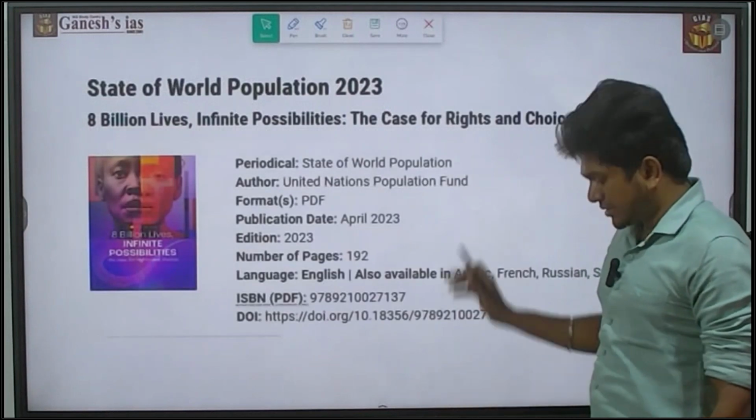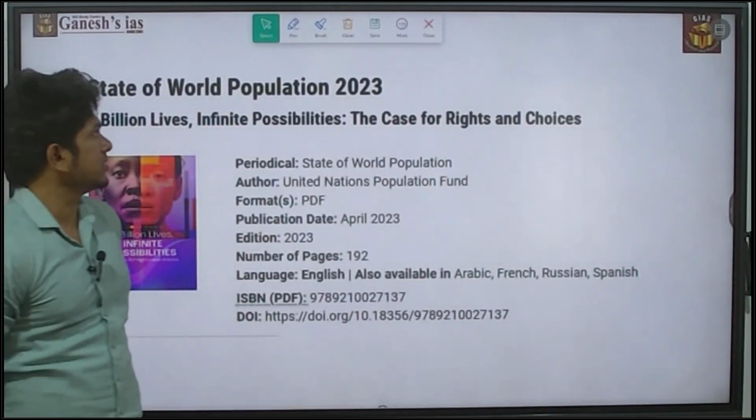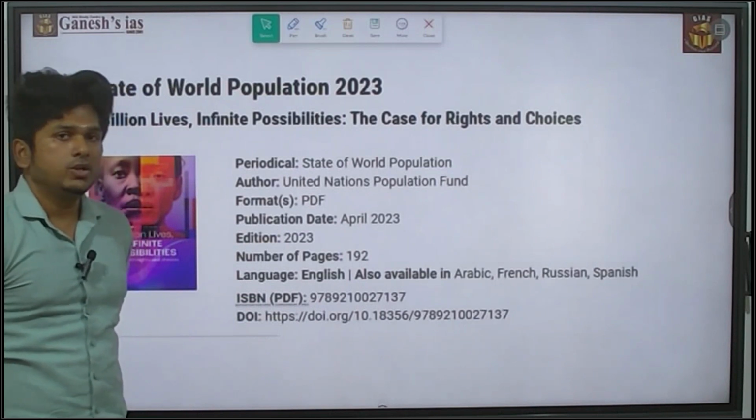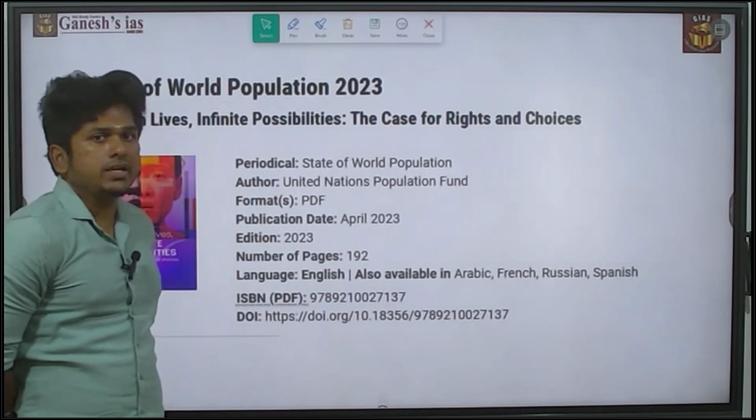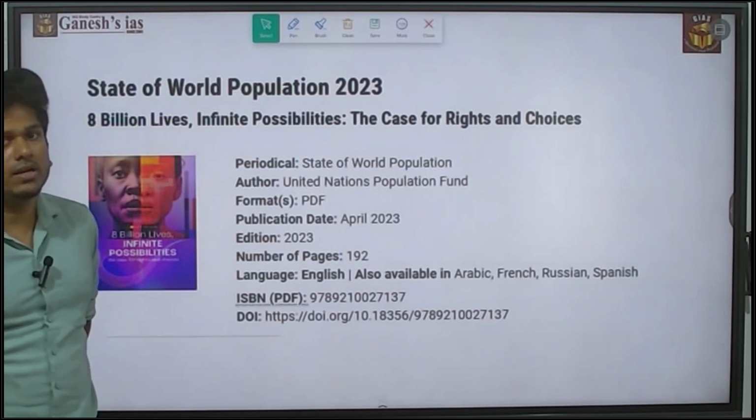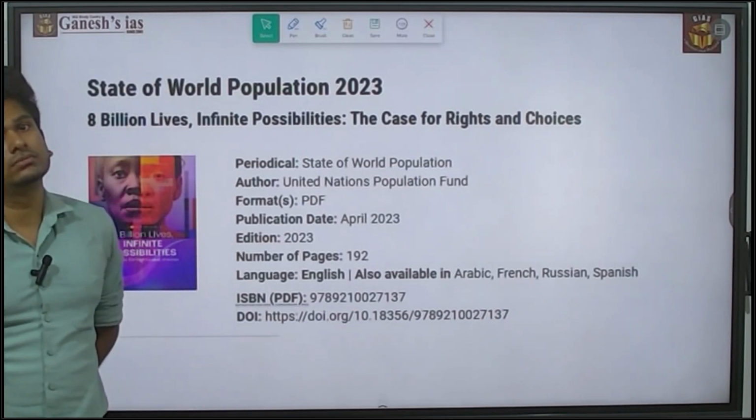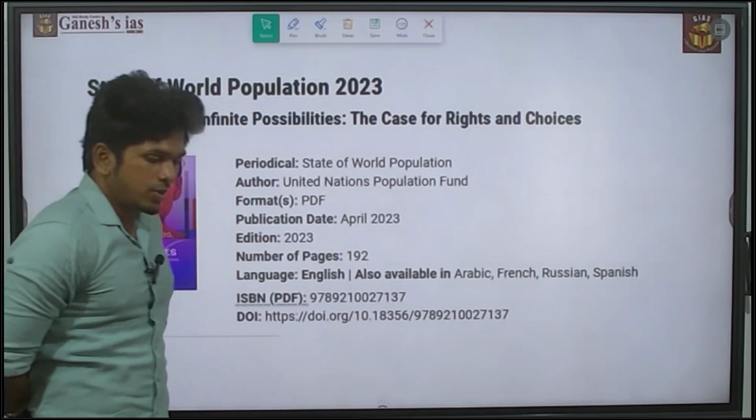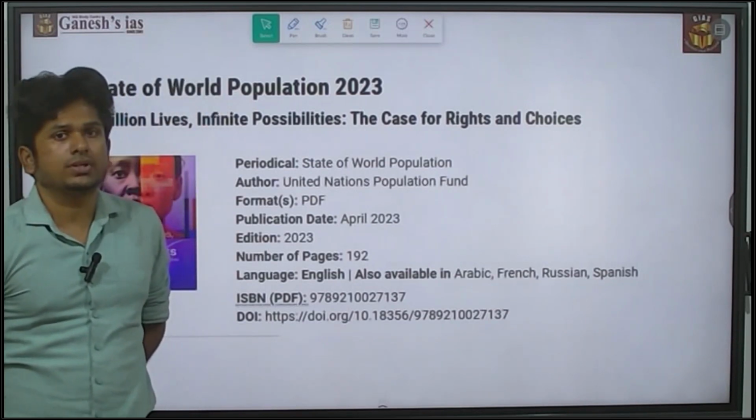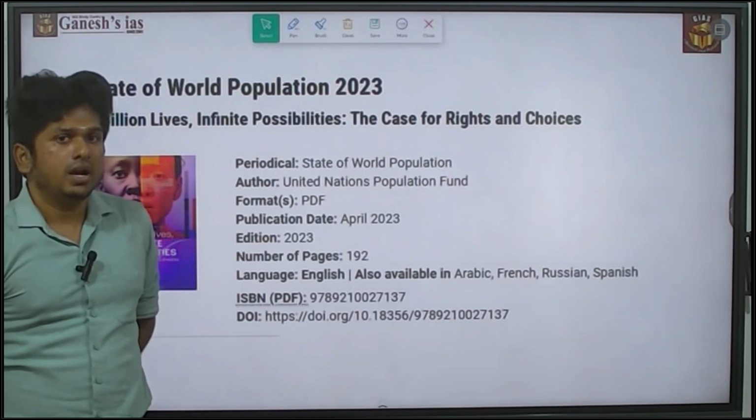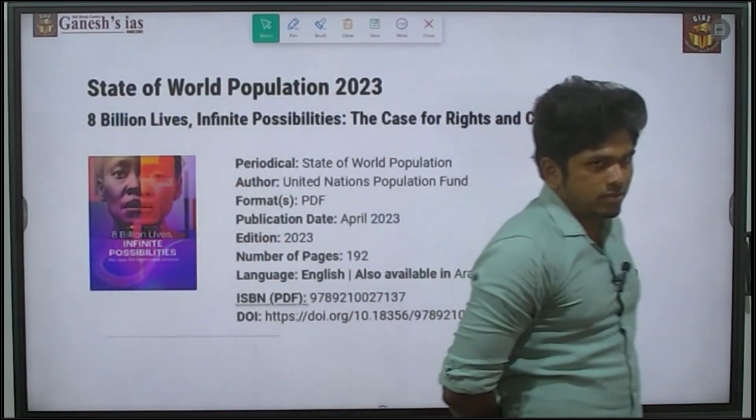It's about the State of World Population Report 2023. In 2023 only, India crossed China in population and became the world's largest population. Based on the population data, India reached the first position and we pushed China to the second level.